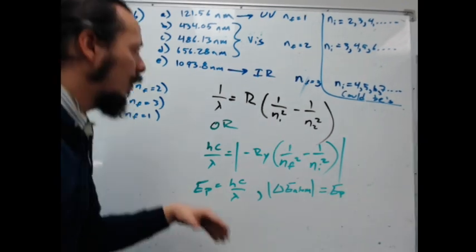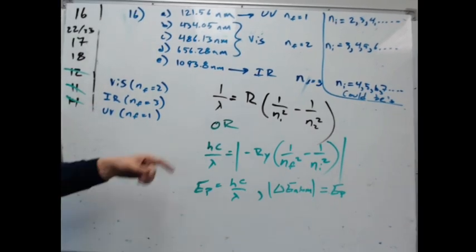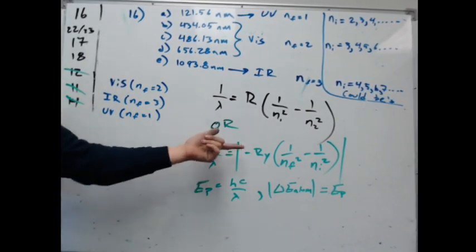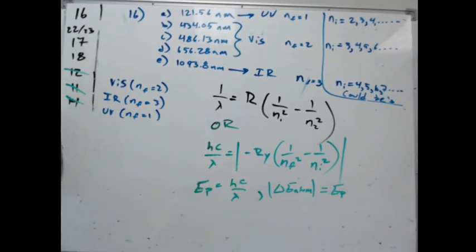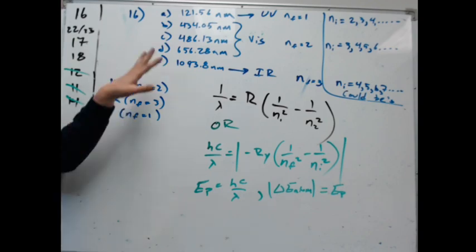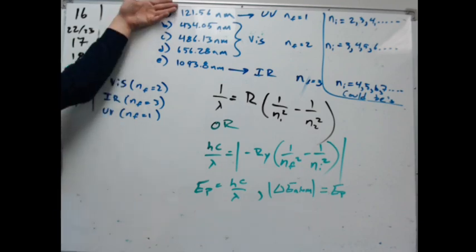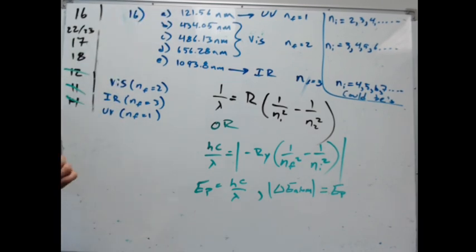The reason the equation in black is a little bit easier to use is because it already takes into account the hc. It's just going to save us a couple of calculator punches. And it's just because this problem is specifically emission and gives us particularly the wavelengths.